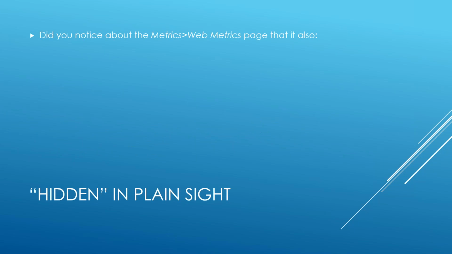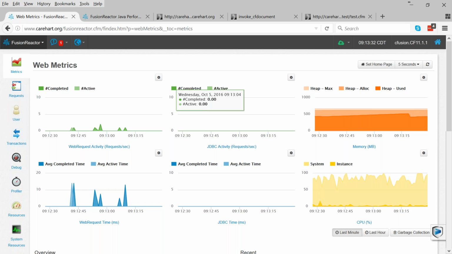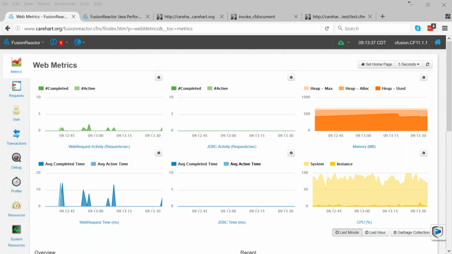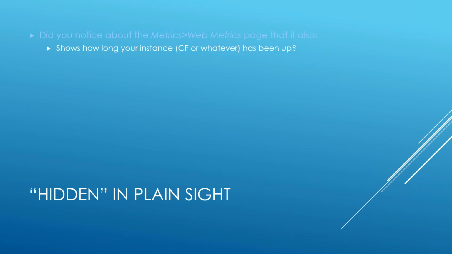This is a view of my own server, and this is the metrics, web metrics page, and I'm sure all of you have seen this before for your own servers. But beyond knowing that it's there, did you know that it shows how long your instance has been up? A lot of people miss that.